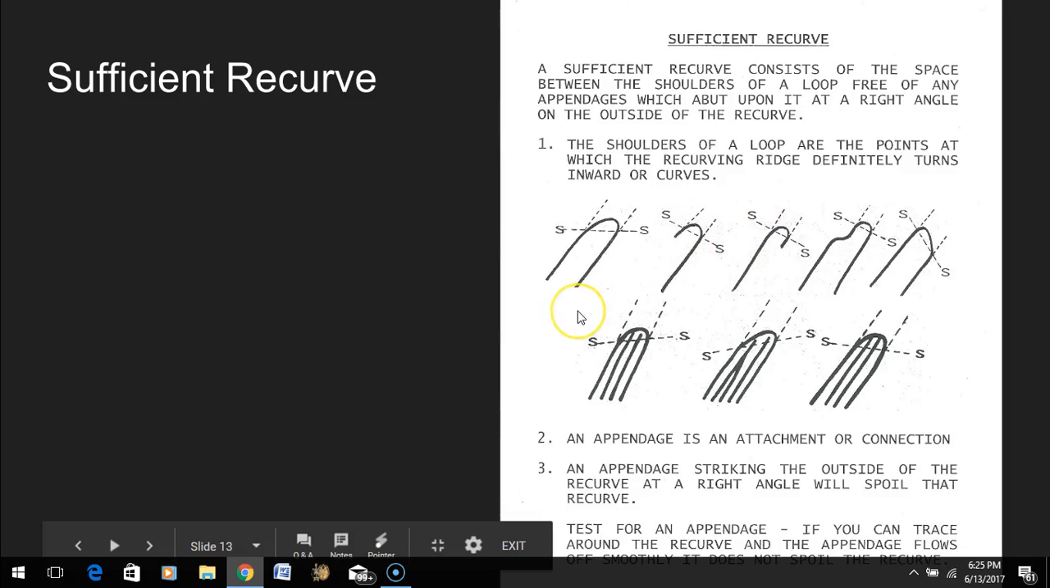Now, why do we need to identify the shoulders? Well, the reason for that is if there's an appendage that is sticking to the outside of a recurving ridge, somewhere between the two shoulders, then that actually spoils that recurve. It's no longer a sufficient or good recurve, and so we would have to look at another recurving ridge as a good one in order to be able to classify the fingerprint as a loop. An appendage is any sort of an attachment or connection to the ridge. And again, an appendage that strikes the outside of the recurve at a right angle spoils that recurve.